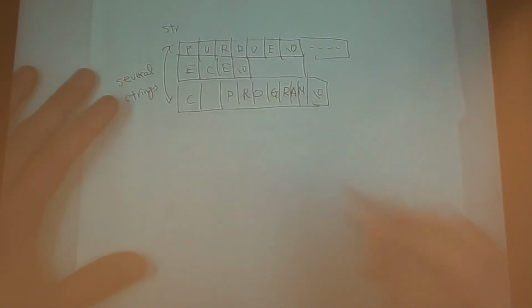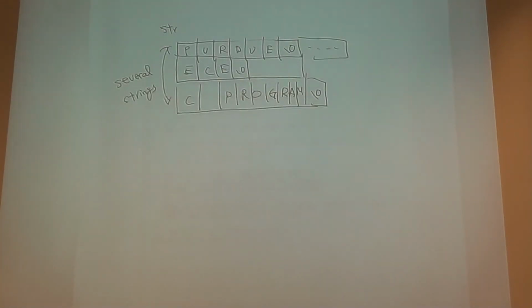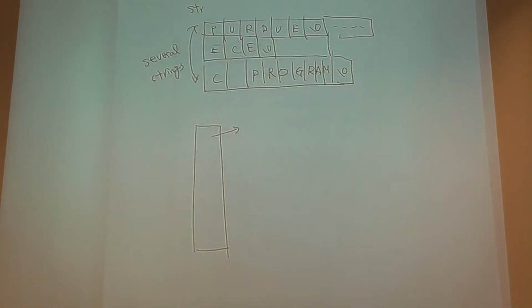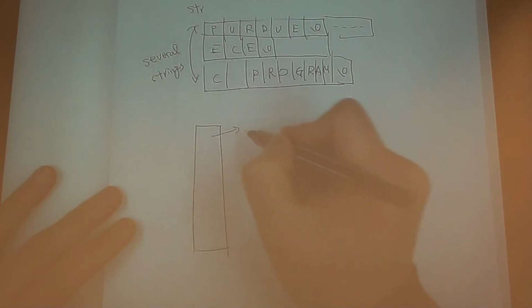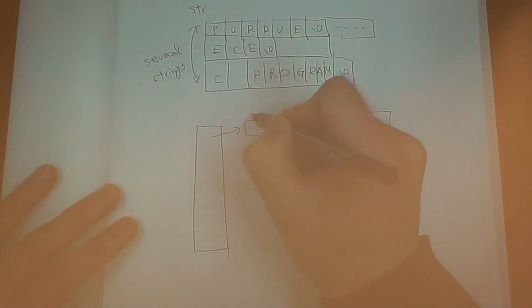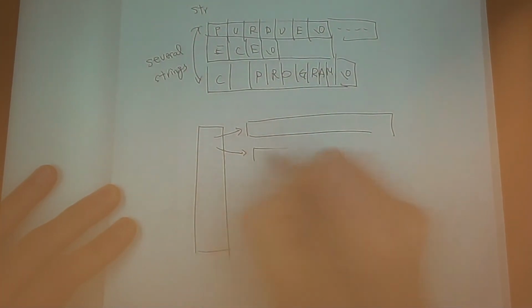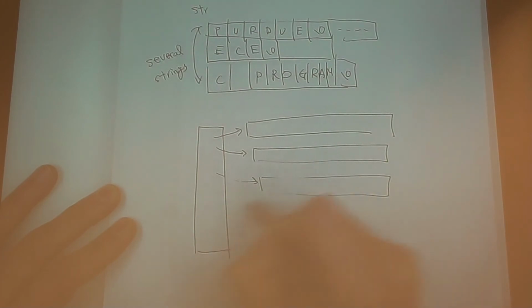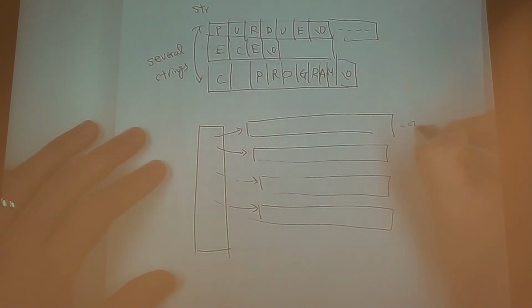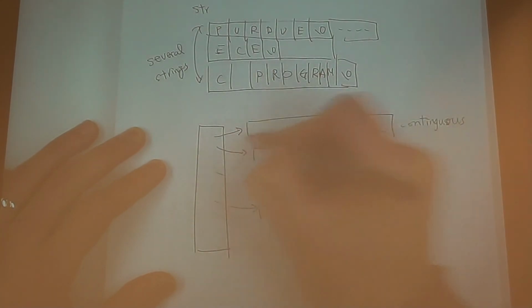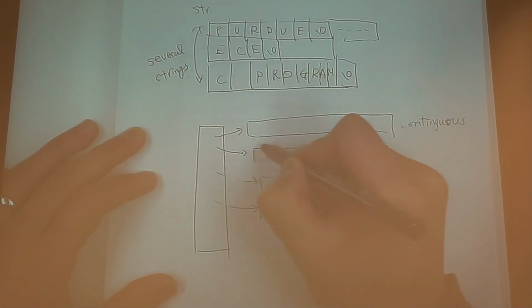What you can do, and what you almost always do, is you have an array of pointers. Each string corresponds to an array. Each array corresponds to a piece of memory. So you have this one pointing to different memory locations. Is it going to be contiguous? Along one string it is contiguous, but across strings it is not.